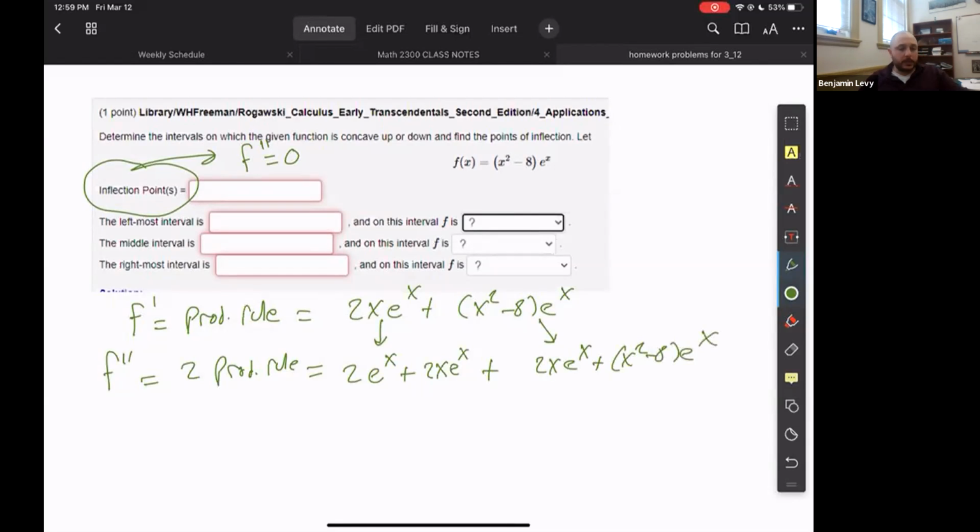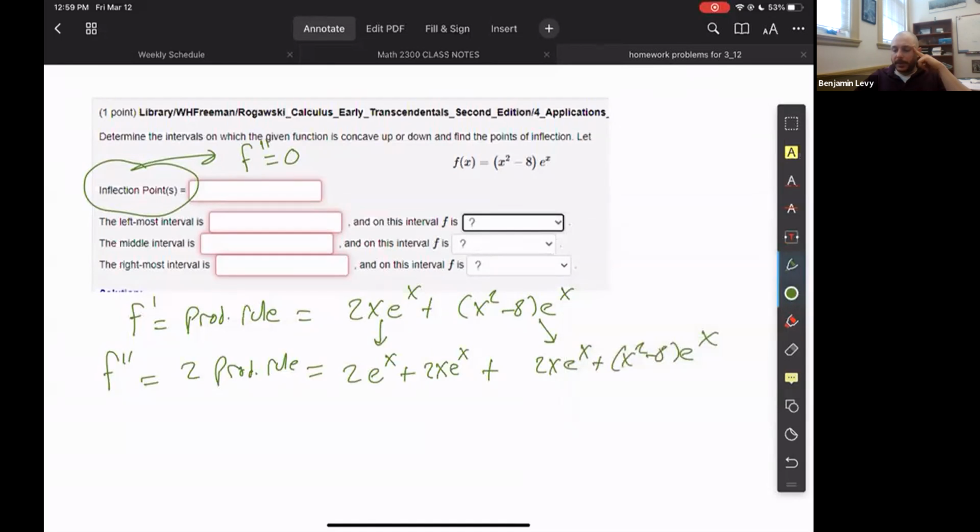Is it ugly? Sure, it's this big long thing and it's got a bunch of e's in there. But it's not horrible. It's really not that bad, right? It's just a couple power rules. E to the x literally doesn't change. So it's not that bad.